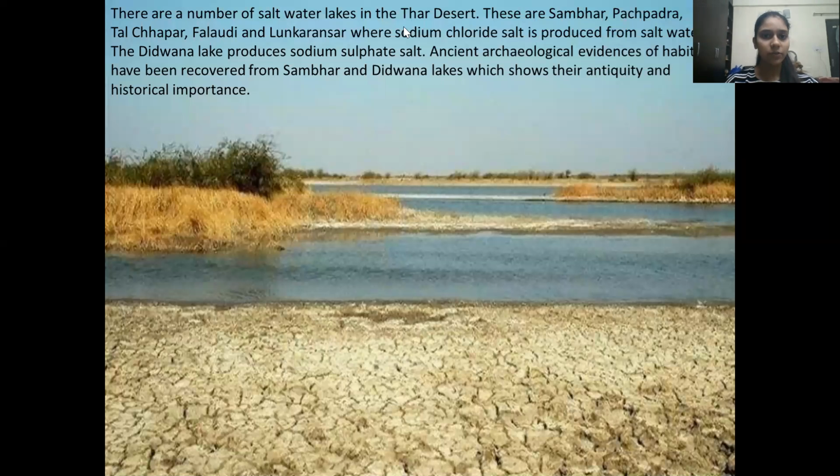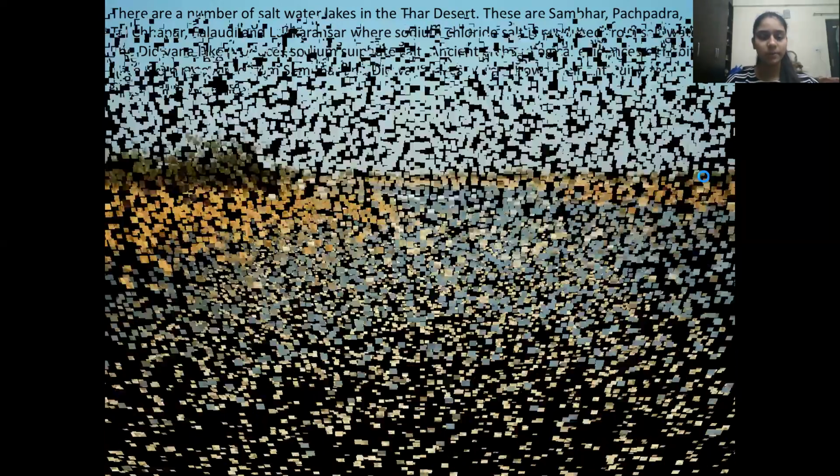There are a number of saltwater lakes in the Thar Desert, the Sambhar and the Didwana. Ancient archaeological evidence of habitation has been recovered from Sambhar and Didwana lakes, which shows their antiquity and historical importance.